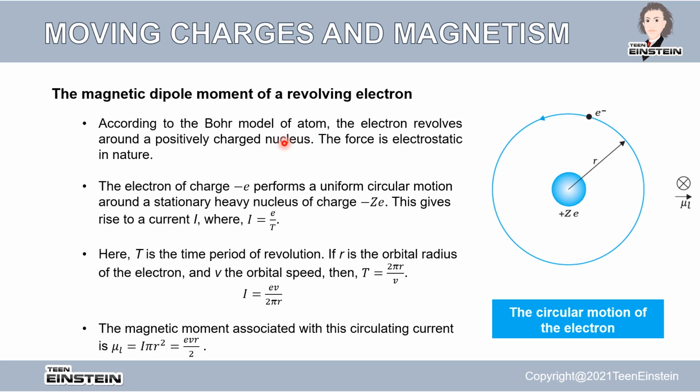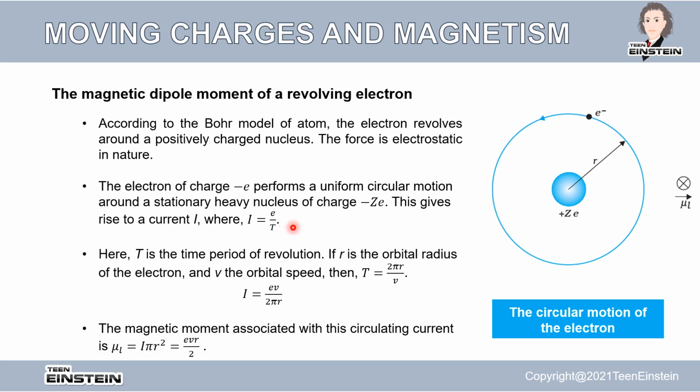So according to the Bohr model of atom, the electron revolves around a positively charged nucleus. The force is electrostatic in nature. So why do we say electrostatic? Because it's a positive charge, this is a negative charge, and there is a force between them, that is electrostatic Coulomb force. Now the electron of charge minus e performs a uniform circular motion around a stationary heavy nucleus of charge plus Ze. This gives rise to a current I, where I equal to e by T.